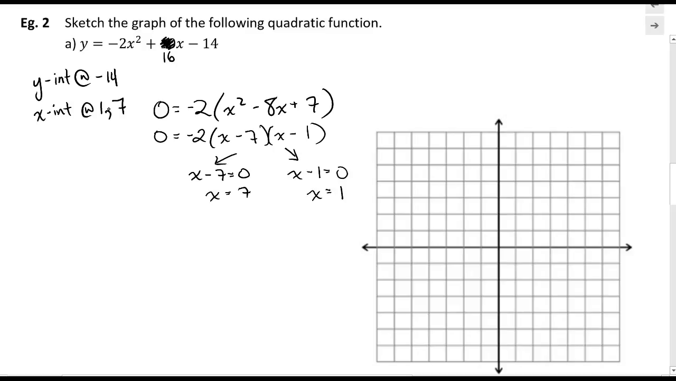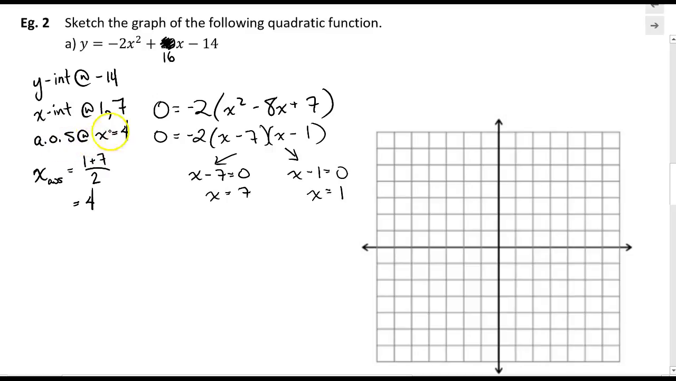There we go. So we're getting there. Now I need to know my axis of symmetry. So we do that by finding the median of our 2 x-intercepts. So the x for AOS is 1 plus 7 divided by 2, or 2 x values divided by 2 to find the average of them. So that's 8 divided by 2 is 4. So my axis of symmetry is at x equals 4.